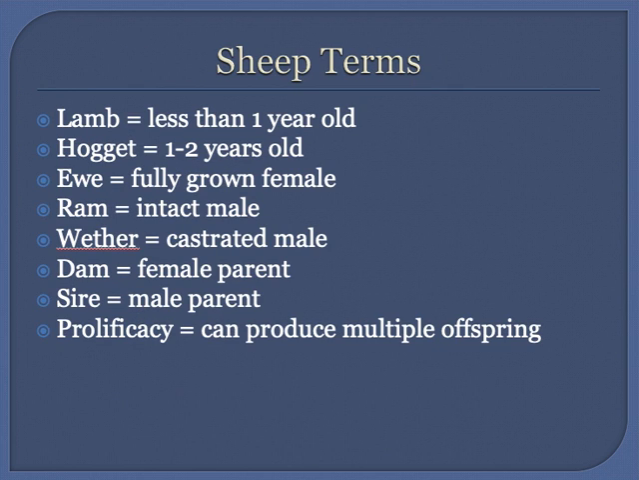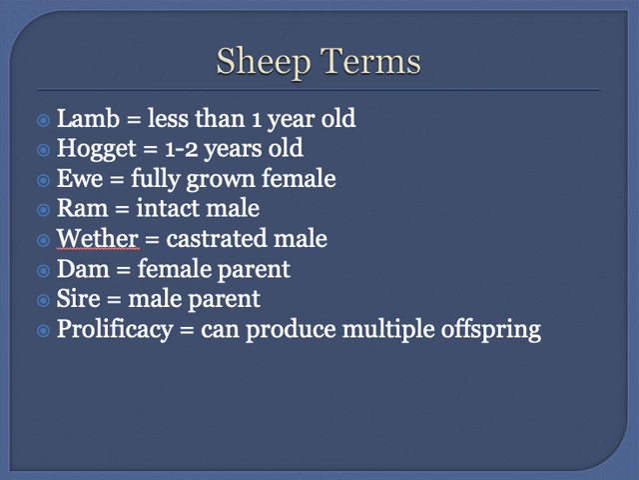Okay, some terms then that relate to sheep. A lamb, strictly speaking, refers to an animal that is less than 1 year old. Then if they get to more than a year old, they're called a hogget. A ewe then is a fully grown female. A ram is an intact male. And then if the male is castrated, it's called a wether.